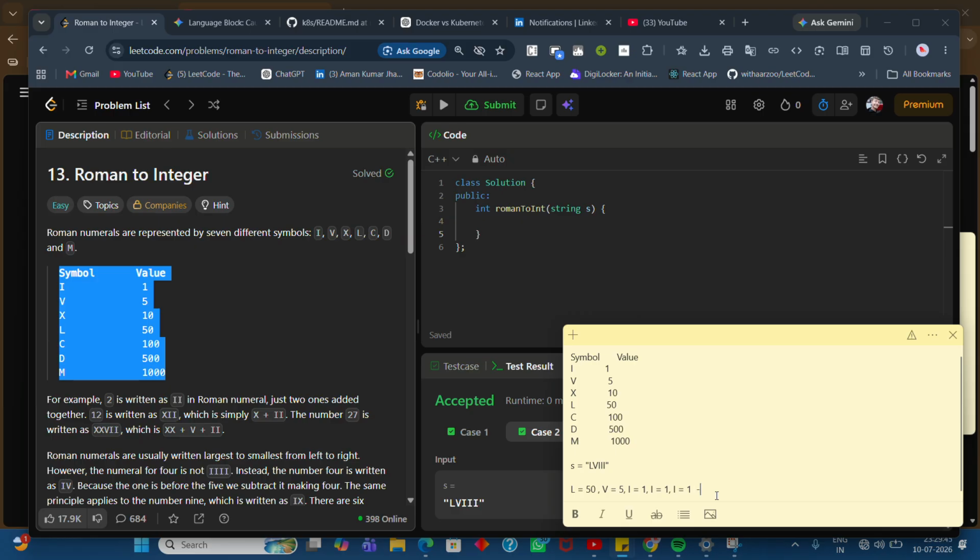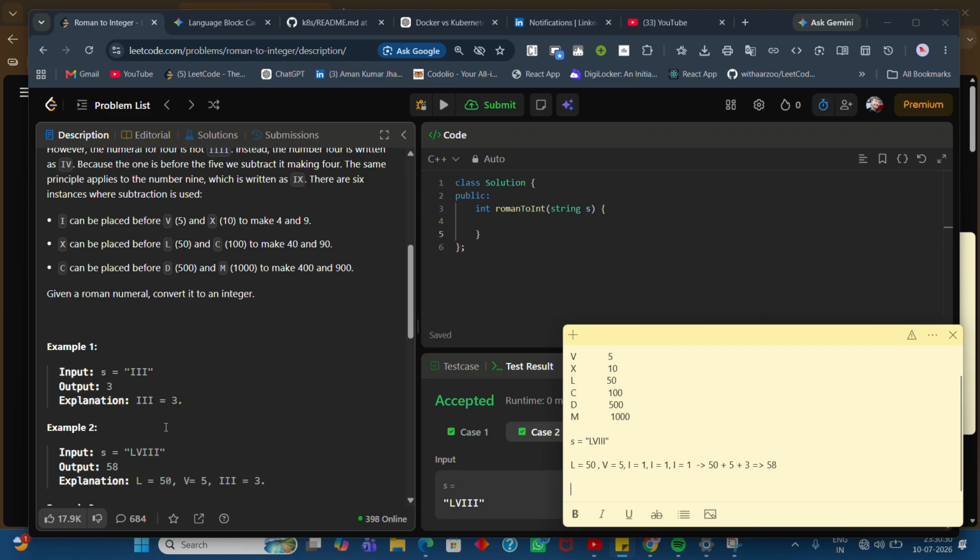So after adding all this, 50 plus V which is 5, and this III, 1 plus 1 plus 1, which comes to 3, and we are getting our answer as 58. Okay, so how can we solve this? We are getting one connection: if we iterate through these characters and add them, we have our answer at the end.